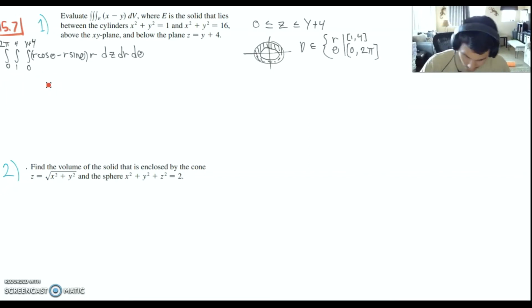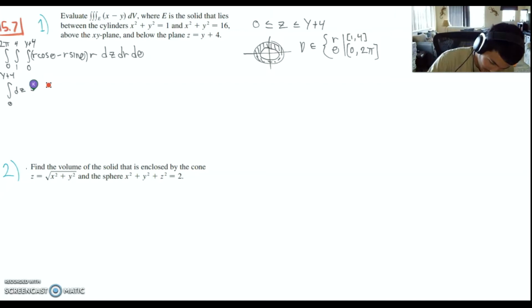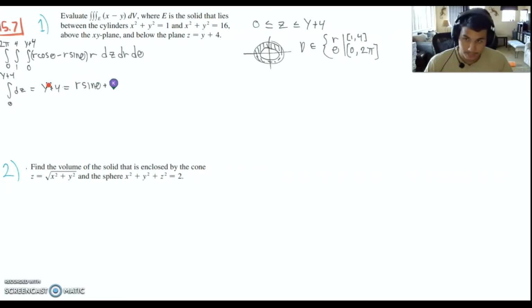Okay, so the first integral we're gonna do is strictly everything in the z. Look at that, there's no z. There's just one. One is our z. So this just turns into y plus 4 minus 0. You don't really have to draw the minus 0. And then, what is that? That's r sine theta plus 4.